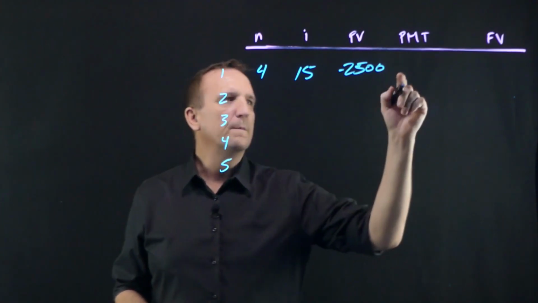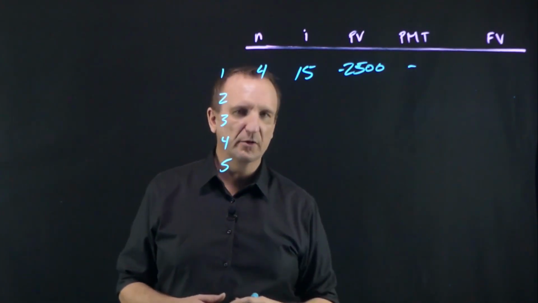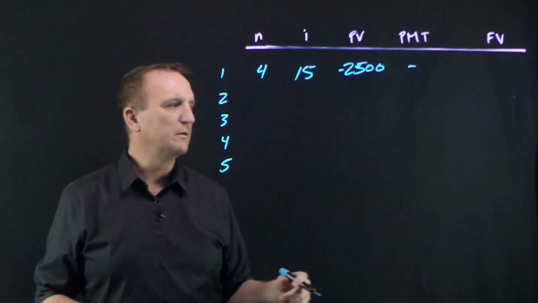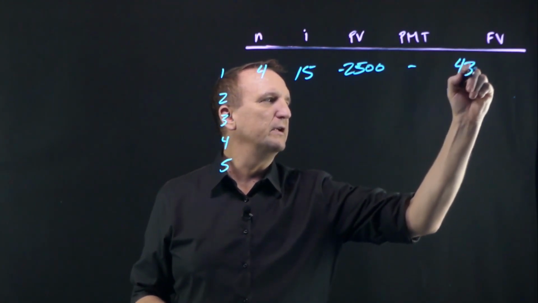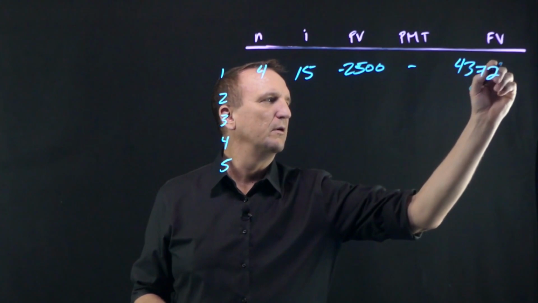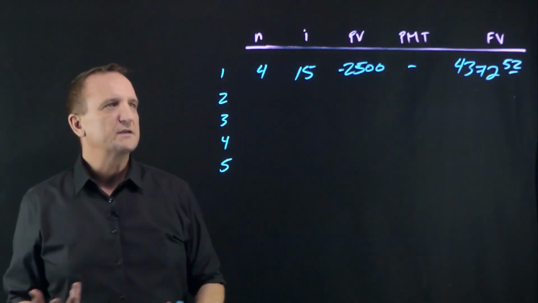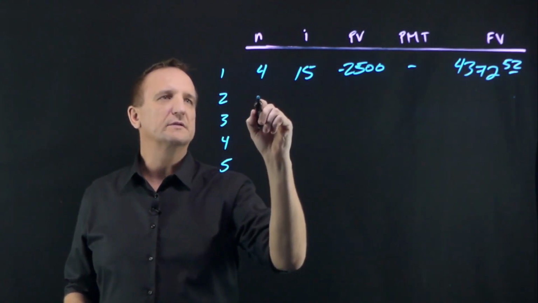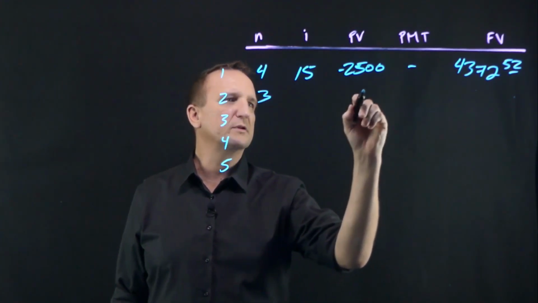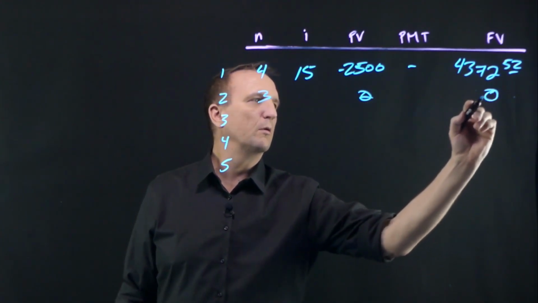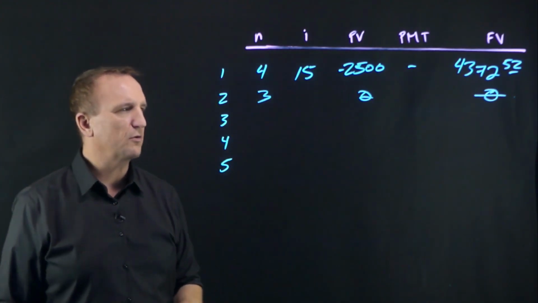And there are no interim cash flows over that 4 years. And so at the end, we're going to have 43,72,52. The second year, we're going to have 0, but there would be 3 compounding. We're not going to get any interest, 0. So the second one would just be 0.